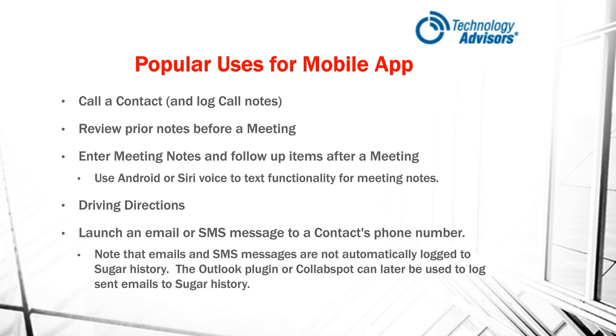We can easily pull up driving directions to any record in the system. And you can launch email and SMS messages to phone numbers via the mobile app, but you need to be aware that those are not automatically logged into the Sugar history. You would have to later on use the Outlook plugin or the CollabSpot add-on to log those sent emails into the Sugar history. I'm going to go ahead and share my screen now.